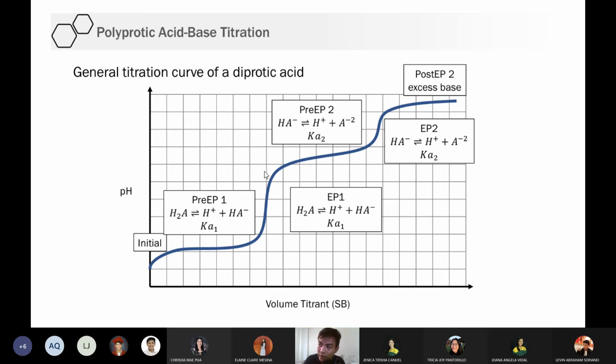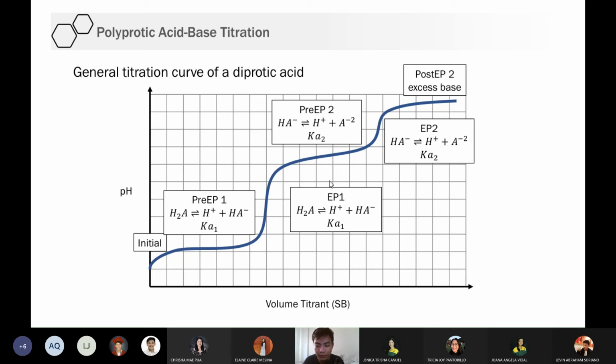Take note that this has a longer inflection point than this one. May meaning yan. Okay? So that means ito, mahaba yung inflection point niya because malaki yung Ka compared to this one. Okay? So ibig sabihin nun, you can use multiple indicators here. However, dito, limited lang yung options mo. Gets yan? Okay? The greater the Ka, the longer the inflection curve.